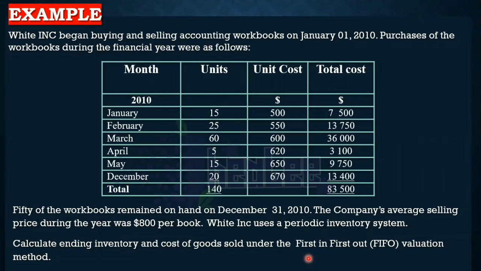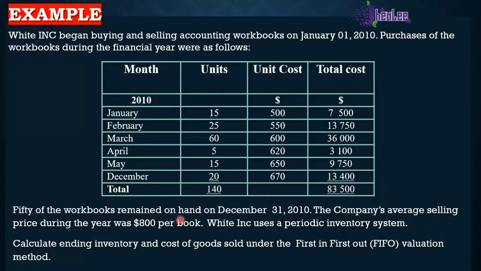All right. Now, let us look at a question where we value inventory using the first in, first out method. White Inc. began buying and selling accounting workbooks on January 1st, 2010. Purchases of the workbooks during the financial year were as follows. We have January, February, March, April, May, December. The total number of units purchased for the period was 140 units, and the total cost for those 140 units is 83,500.